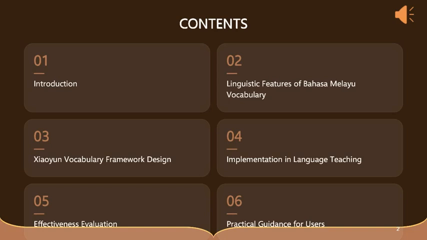Third, a detailed breakdown of the architectural design of the Xi'an vocabulary list framework. Fourth, discussion of concrete implementation plans for classroom teaching and self-directed learning. Fifth, scientific evaluation of the system's efficacy via experimental data. And sixth, clear operational guidelines for users of all types. This structure aligns with the standards of both academic paper presentations and product RUD debriefs.